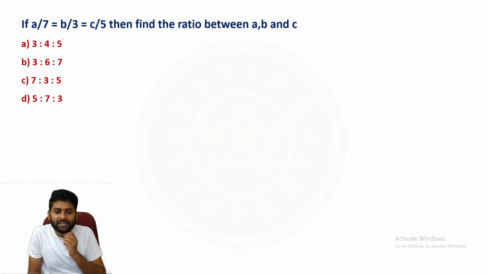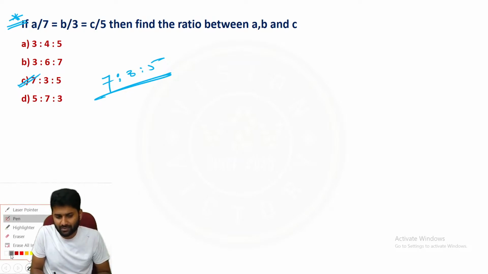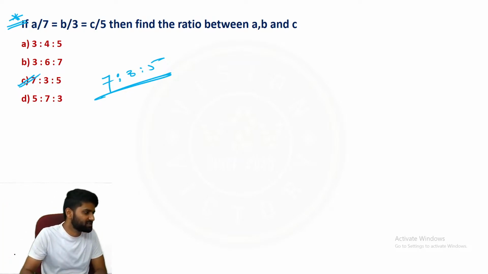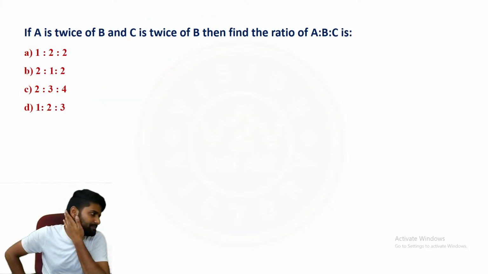Question C. A by 7 is equal to B by 3 is equal to C by 5. Then the ratio of A B C? I told you clearly, whatever the denominator values, those are the ratios: 7, 3, 5. Once you understand the concept, guys, you can save your time. You can choose the option within this. Go through this comparison.